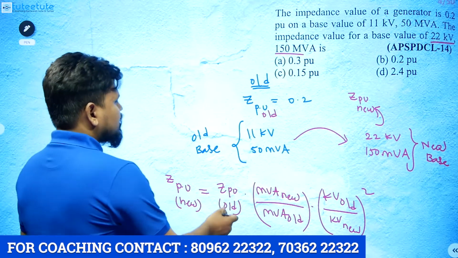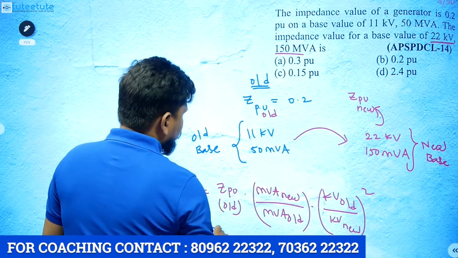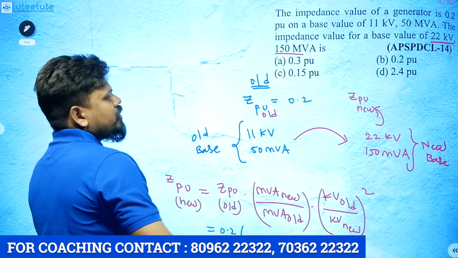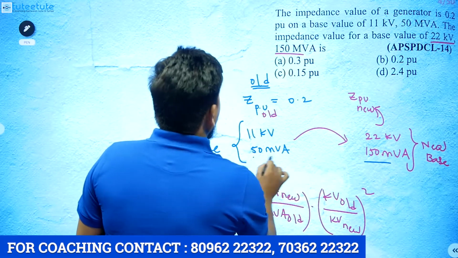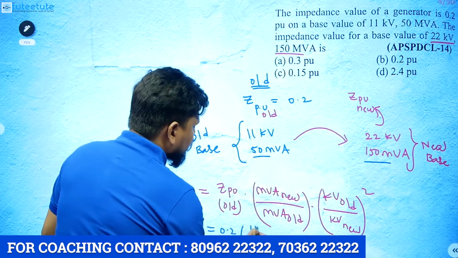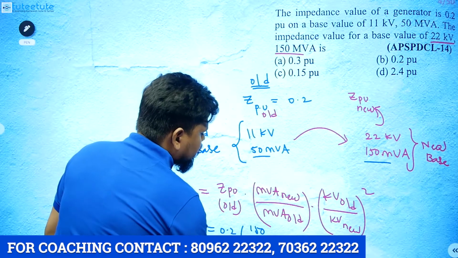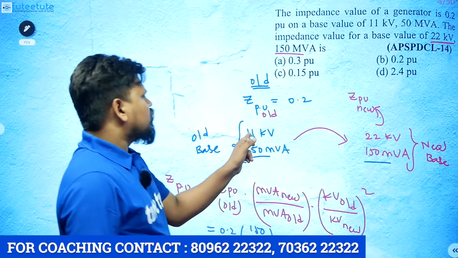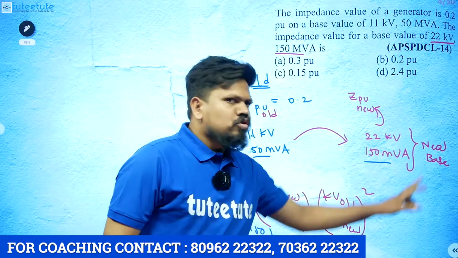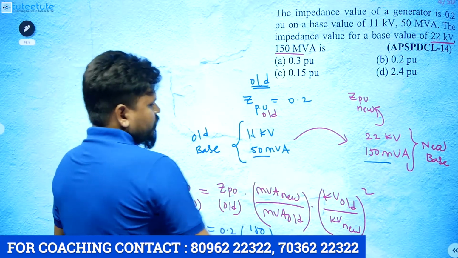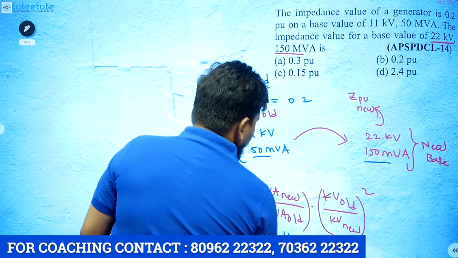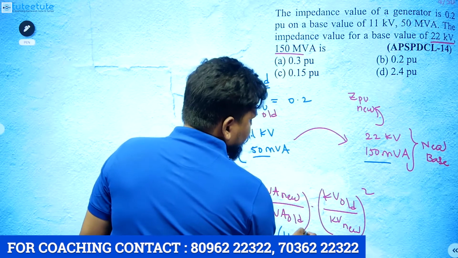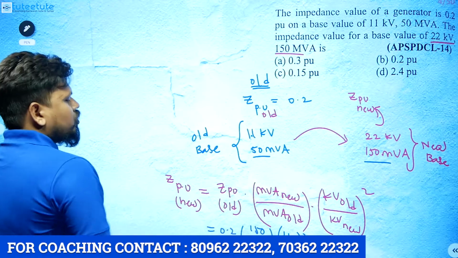What is Z per unit old? It is 0.2. What is the MVA new? 150. What is the MVA old? 50. So 150 divided by 50. Both are in MVA only, no need to change anything. KV old value is 11 kV and the new value is 22 kV, so 11 by 22 whole square. Both are in kV only, no problem.